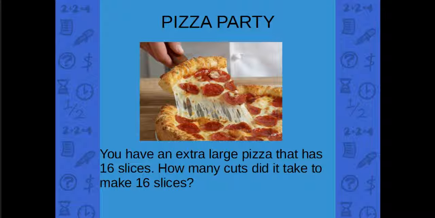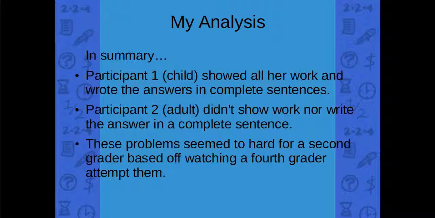8. So in summary, participant 1, the child, showed all her work and wrote the answers in complete sentences, which, she's going to school, so that's what she's doing right now. She knew to do that already. And participant 2, the adult, he's not going to school, so he didn't show his work nor write the answer in complete sentences, but he did know the answers fairly fast, right away.